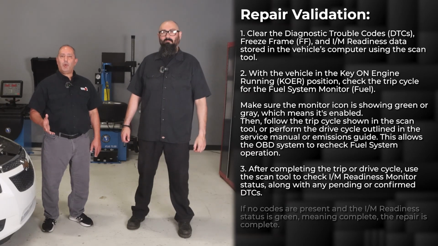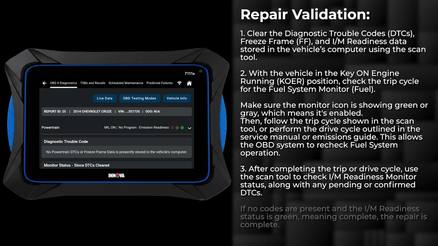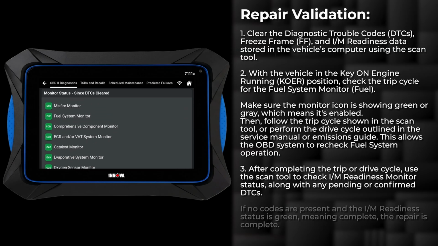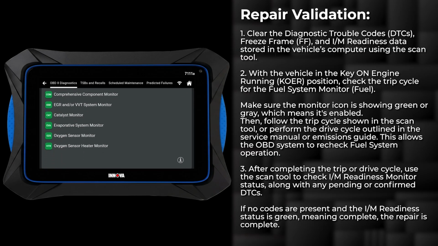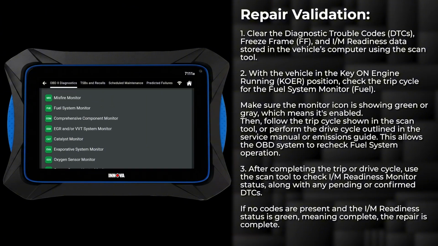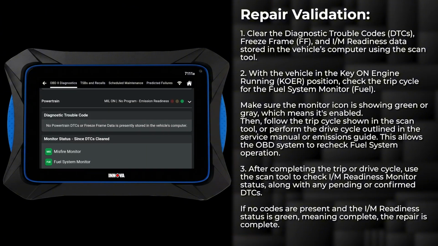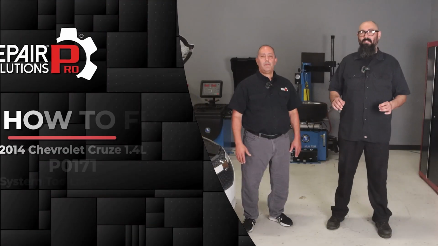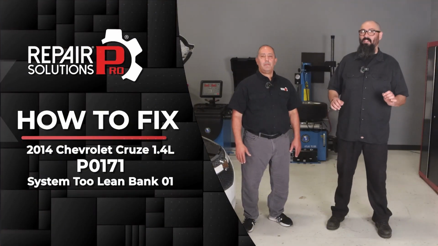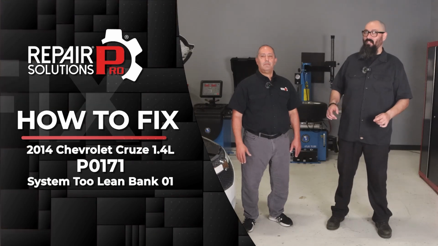After completing the trip or the drive cycle, use the scan tool to check the I&M readiness monitor status, along with any pending or confirmed DTCs. If no code is present and the I&M readiness status is green, meaning complete, the repair is complete. Anyhow, this concludes our full repair and diagnostic process for the DTC P0171 on a 2014 Chevy Cruze.